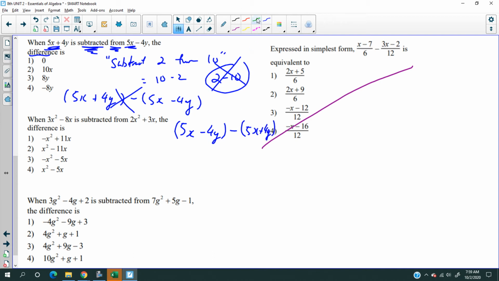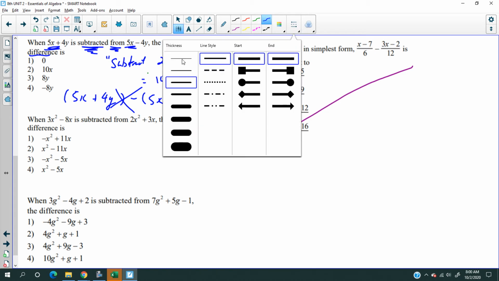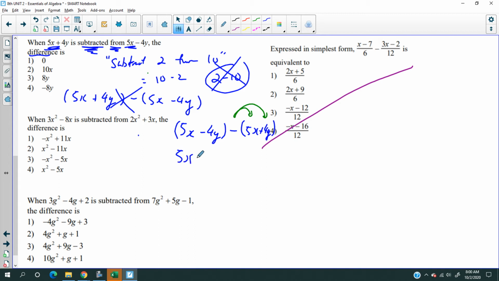So here we gotta distribute. I have to use a different color marker. All right, so let's see. So here we have 5x minus 4y minus 5x minus 4y. Okay, you see that? So that cancels out, there's nothing there. Negative 4y minus 4y, negative 8y. Okay? All right, got that?